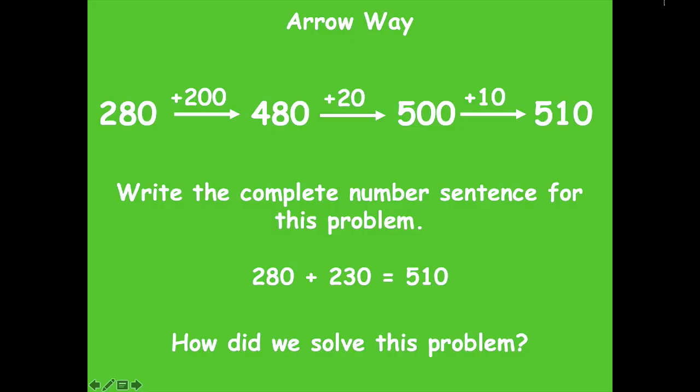All right, friends, so here's how we solved it. We started with 280. We added 200 to get to 480. We added 20 more to get to 500 and 10 more to get to 510. So our problem was we started with 280, we were adding 230, that equals 510.